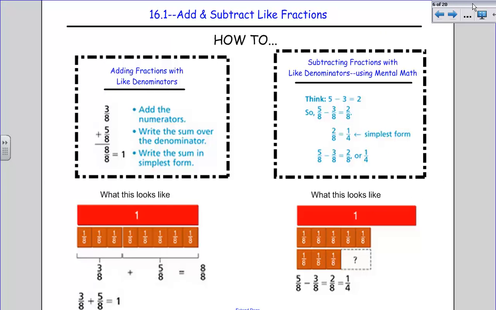Hi gang! Today we're going to be looking at adding and subtracting like fractions. So this is actually going to be pretty easy for us. There's not a lot that we have to remember how to do this. So let's get started.